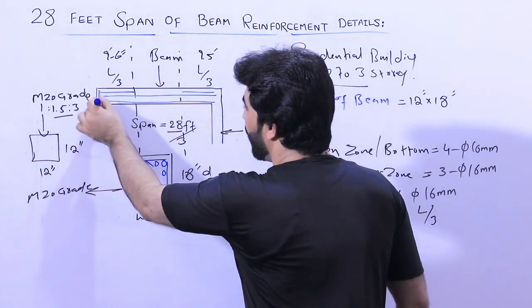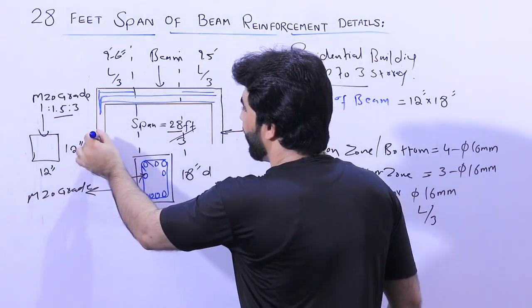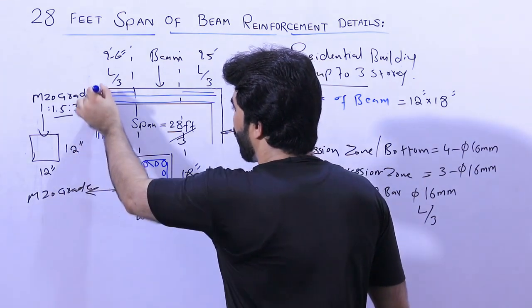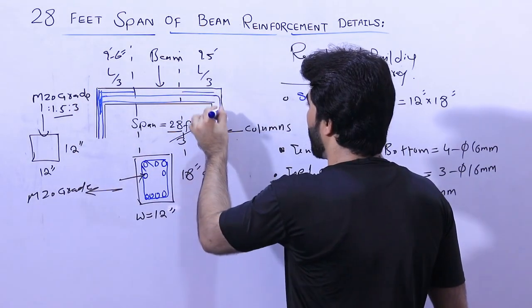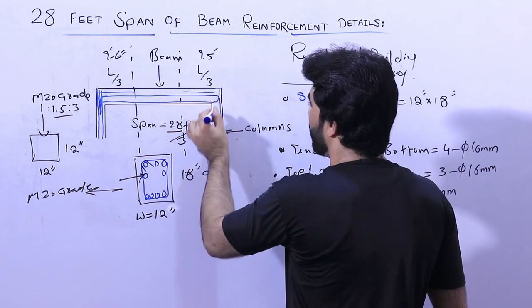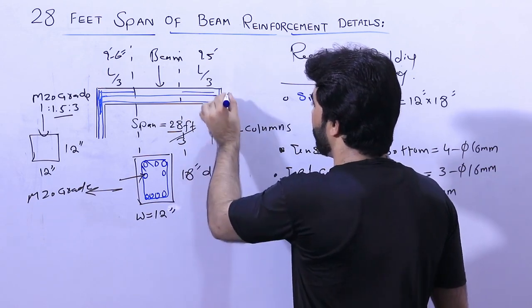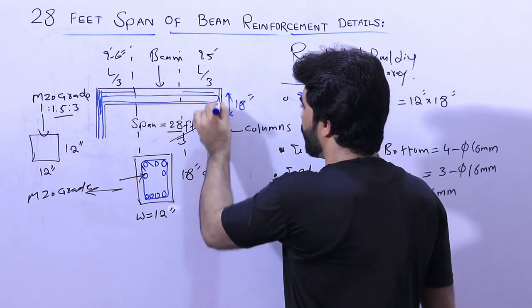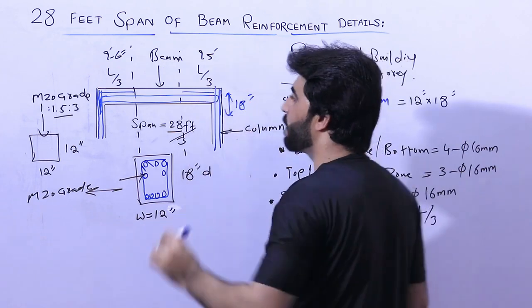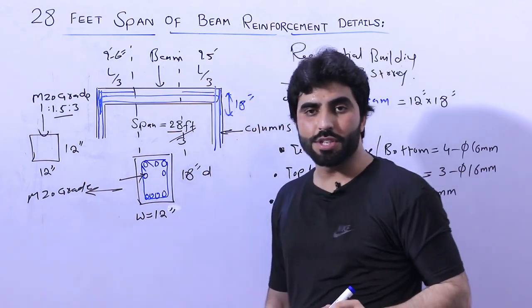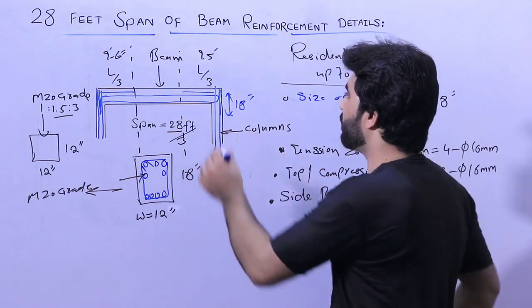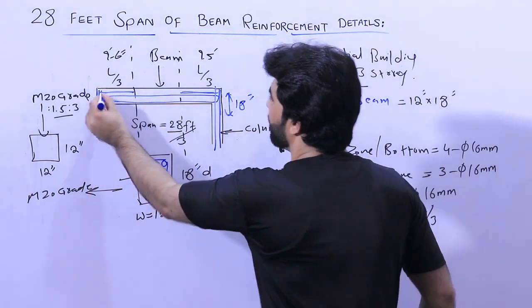This development length should be connected or overlapped with the longitudinal bars of the column like this, and this is the development length, which should not be less than 18 inches. And this is the main longitudinal bar, this is the other one. So you can see the steel reinforcement: 4 bars at the bottom, 2 at the top, and 2 side bars, guys, to resist negative bending moment.